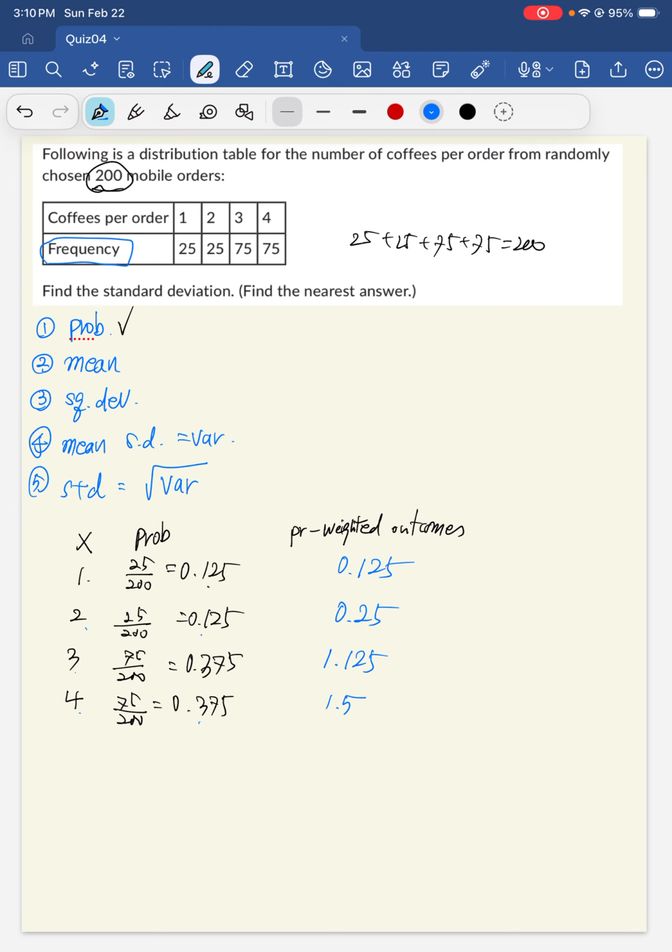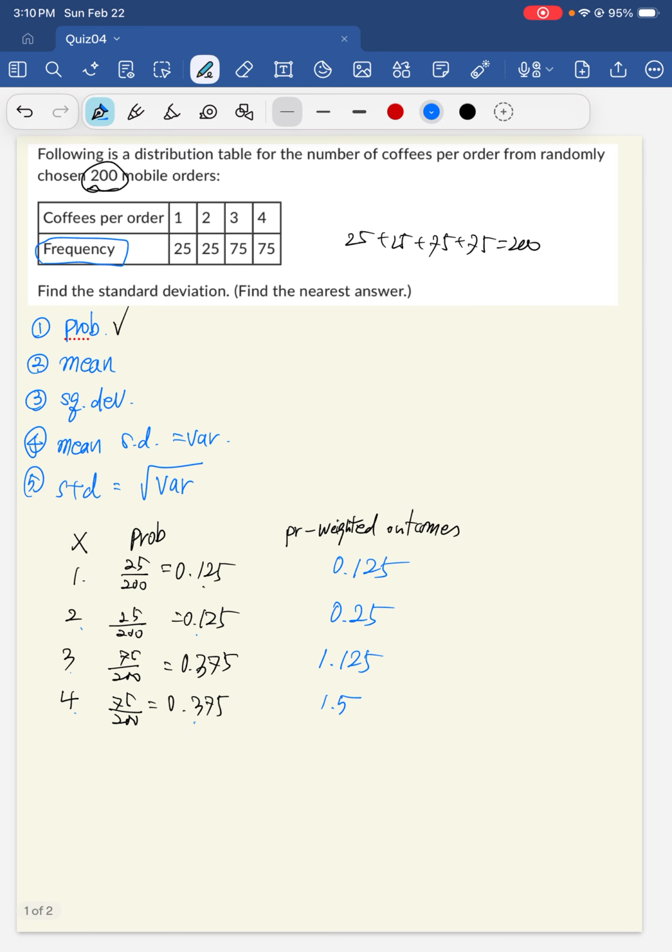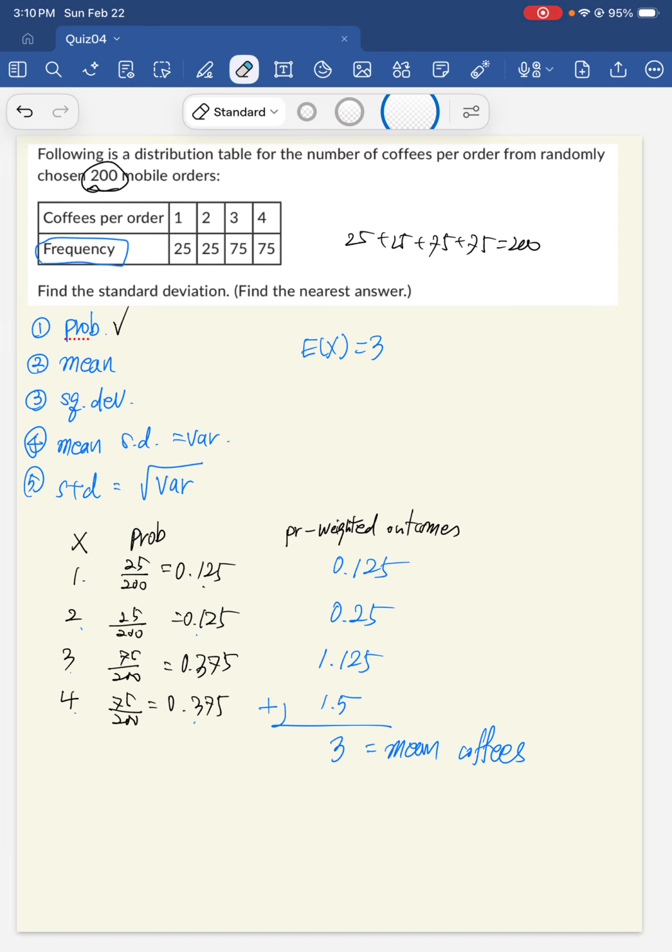All right. So these are 4 probability weighted outcomes. Sum those outcomes, then you get 3. This is the mean number of coffees per mobile order. I will write it down here. The mean is 3.